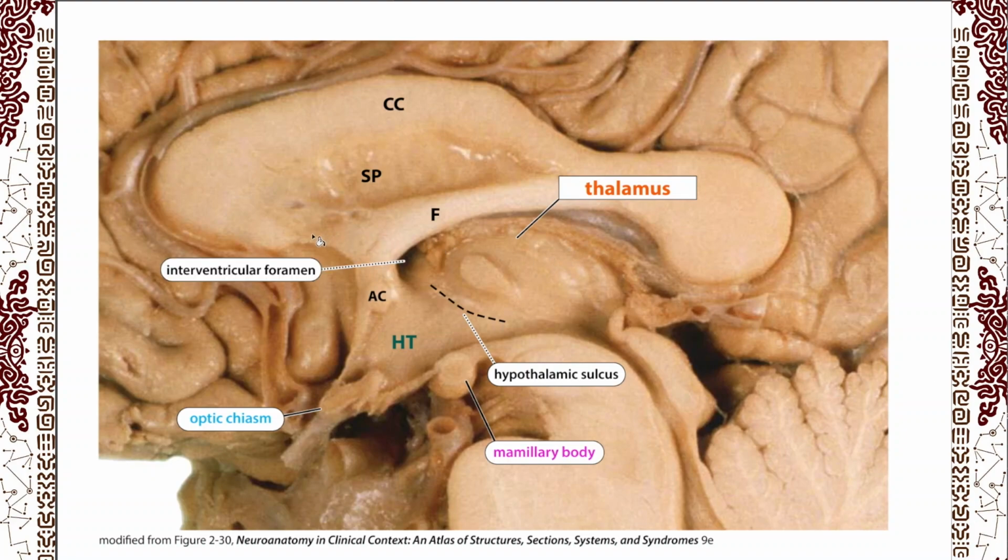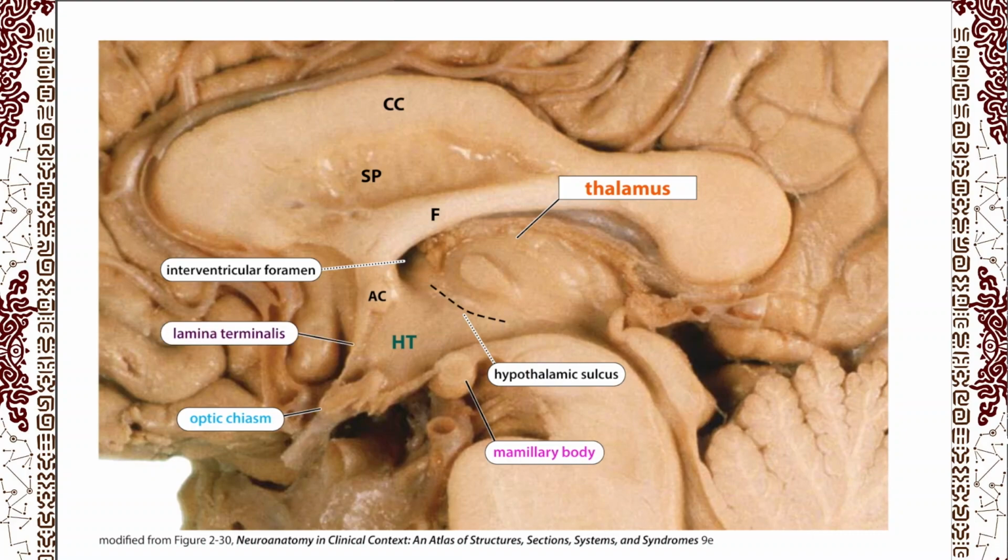We'll also note this opening referred to as the interventricular foramen, here connecting the right lateral ventricle with the third ventricle. So that cerebral spinal fluid, CSF, that's produced in the lateral ventricle will flow into the third ventricle, mingle with CSF produced in the third ventricle, and together flow through the cerebral aqueduct into the fourth ventricle.